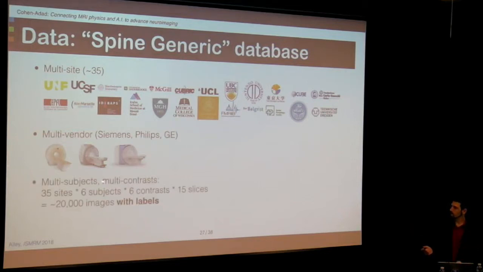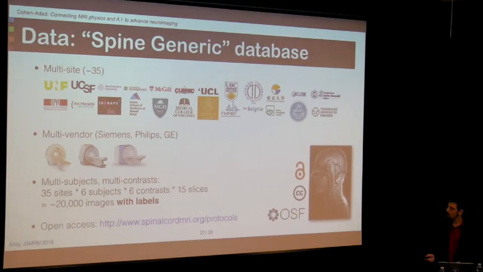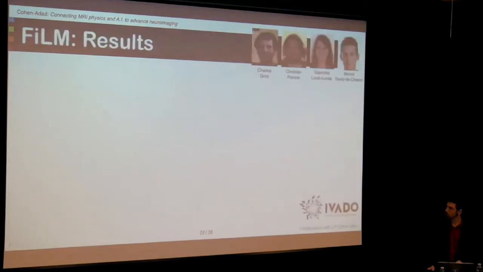As I said, it's multi-subject, but also multi-contrast. There are 6 different contrasts, about 6 subjects per site, 15 slices per volume. So it gives about 20K images. And the great news is that it comes with labels. All those images are open access. You can already download them. And we are currently curating the labels, but they will also be available soon for the community. So that's the data set we've been using.